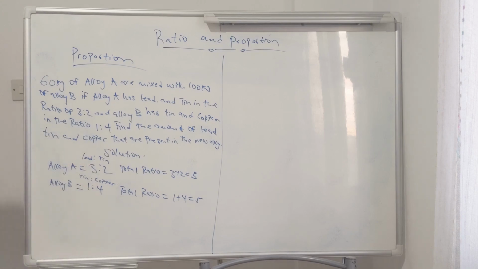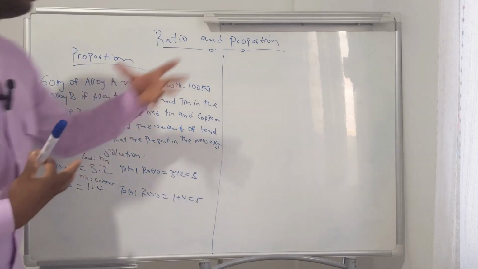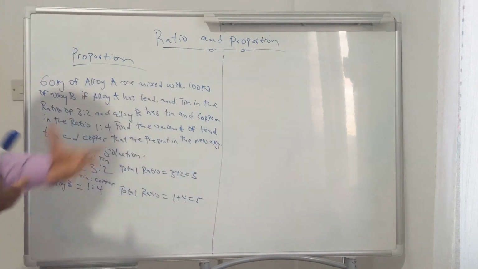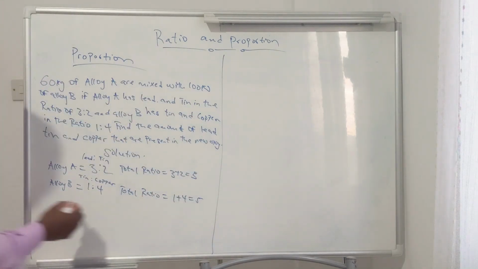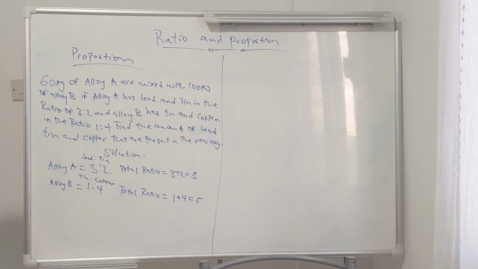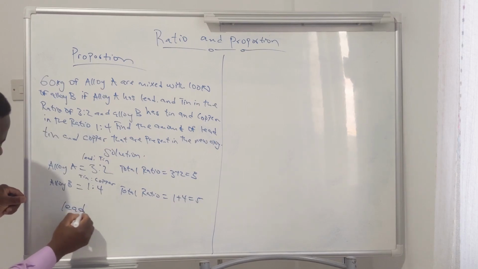So this is how we're going to do it. We're going to treat alloy A first, we're going to treat alloy B second, then we're not going to add the tin, the copper, and the lead. Now let's solve this. For us to solve this, what I'm first going to do is find what is the percentage of lead in alloy A?